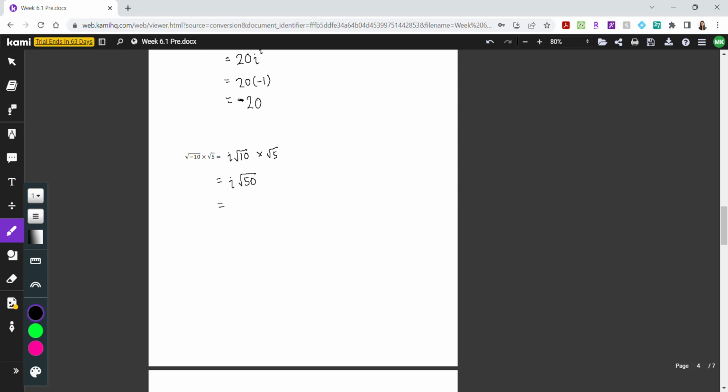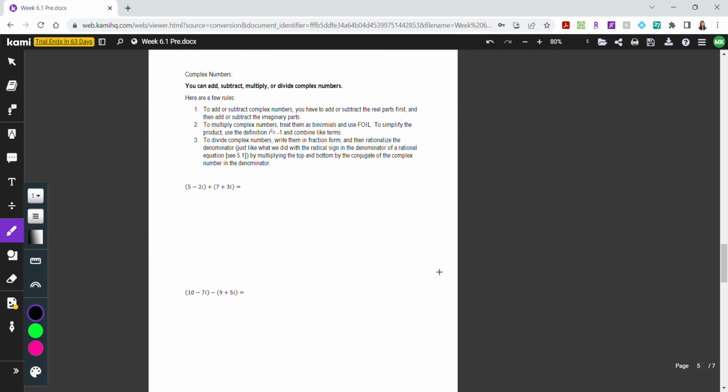Now from here, I know that 50 can be simplified further. So let's do the tree. Let's see, let's take 25 and 2. These can be broken down. Okay. That means 5 will be outside. So it will be 5i, and then since 2 wasn't repeated twice, it will still be in a square root. So that means my final answer is going to be 5i square root 2. All right. If you have any questions about this, bring it to your deep dive lesson.